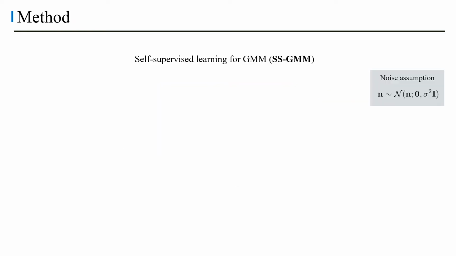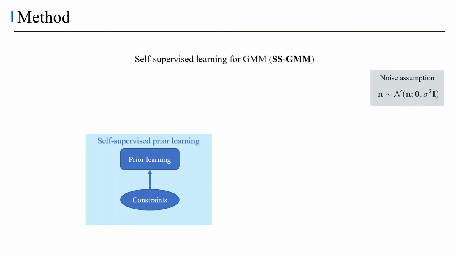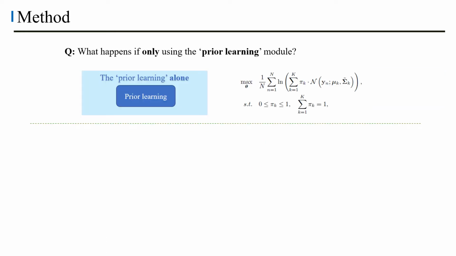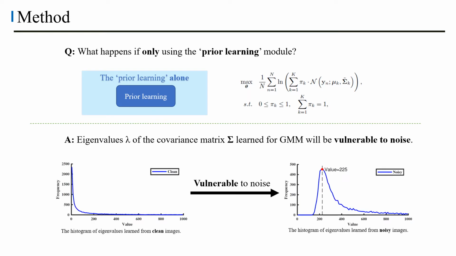Here, we designed a self-supervised learning method for GMM. It has two modules. One is the prior learning module. It is achieved by the maximization of likelihood. Our question is, what will happen if we only use the prior learning module? We observe that, in this case, eigenvalues of the covariance matrix learned for GMM will be vulnerable to noise.